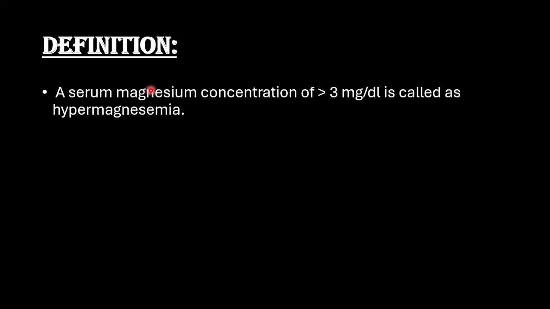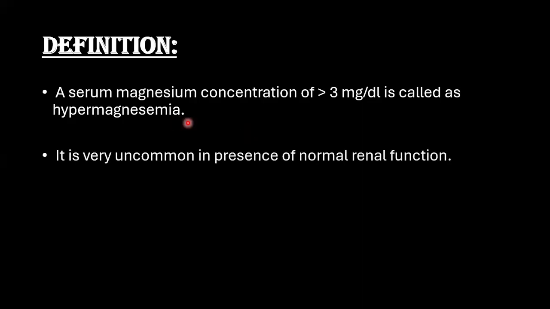So what is the definition? A serum magnesium concentration of more than 3 milligram per deciliter is called hypermagnesemia, and it is very uncommon in the presence of a normal renal function. So if kidneys are working properly, it is very uncommon to have hypermagnesemia.